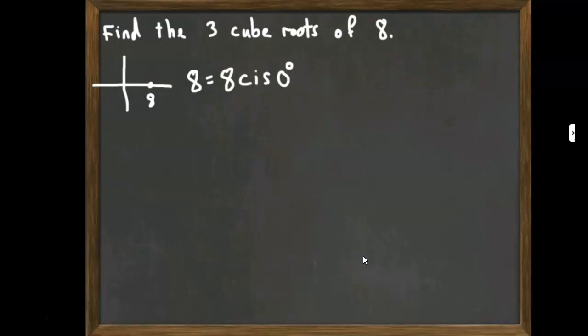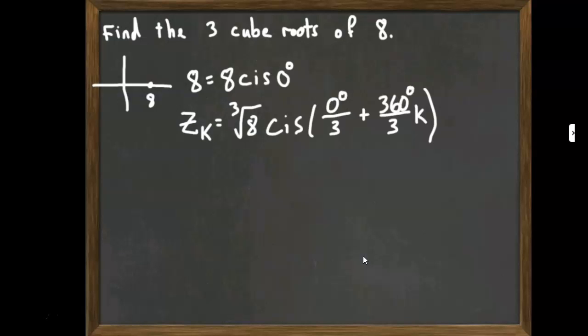Then we want to apply our formula for taking the roots. We want cube roots. So z_k would be the cube root of 8 cis, times the 0 degrees divided by 3 plus 360 over 3 times k, where we're going to be letting k go, in this case, k equals 0, k equals 1, and k equals 2 to get our 3 roots.